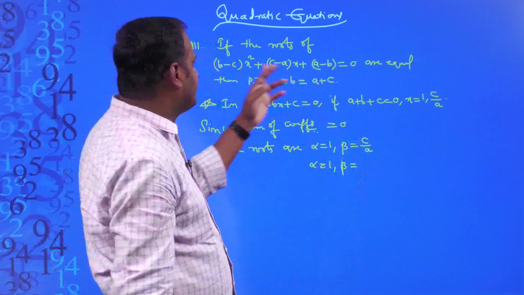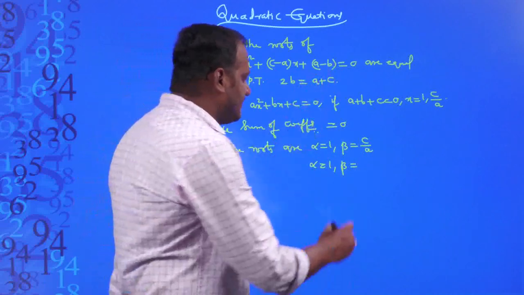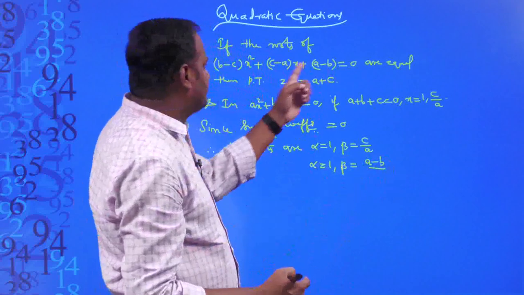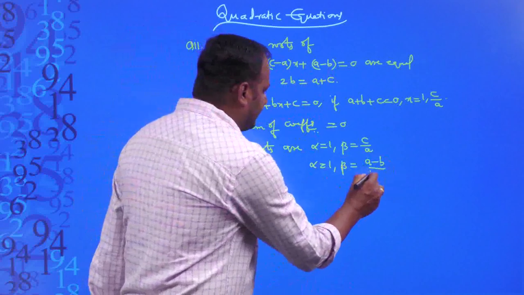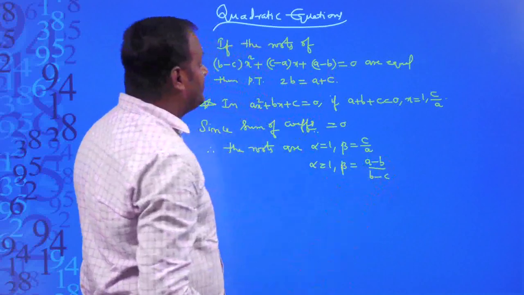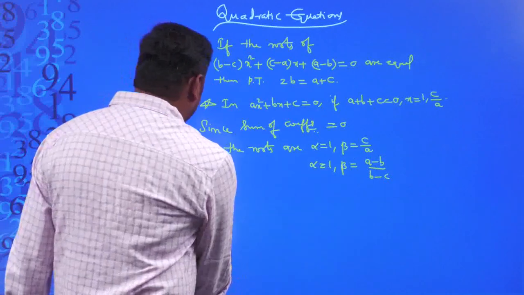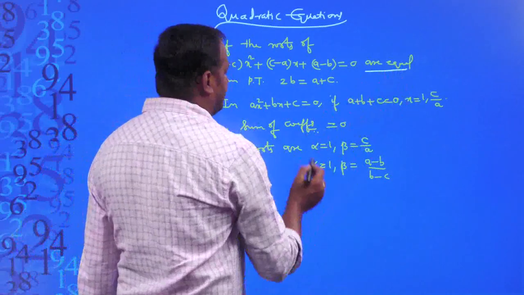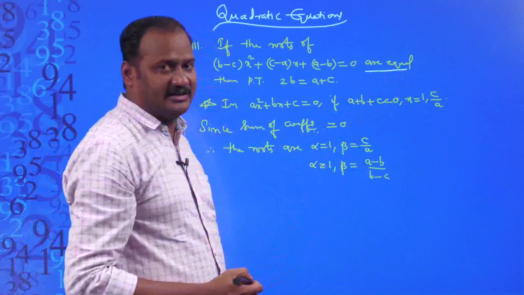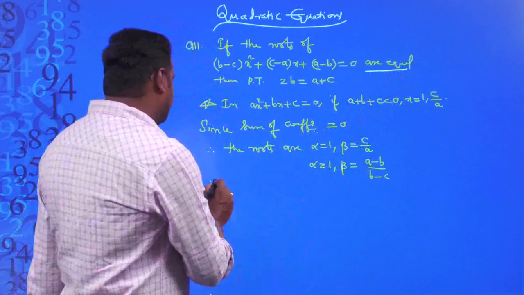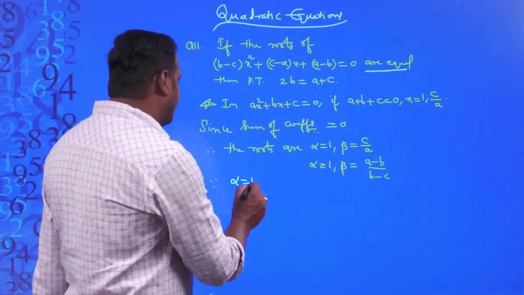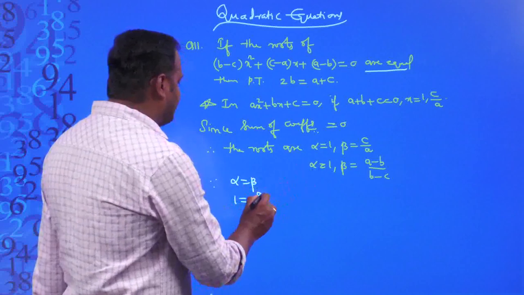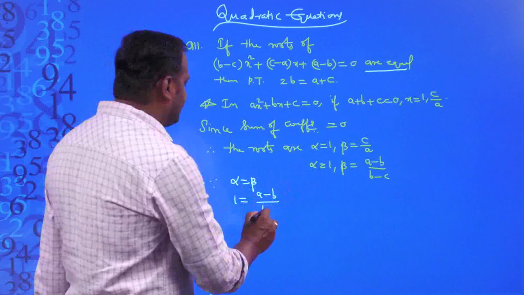What is c for this equation? Means constant is a minus b divided by, what is a? a is going to be the coefficient of x square, that is b minus c. But in the problem itself, it is given that the roots are equal. The roots are equal means what? Alpha and beta both are equal. So that since alpha is equal to beta, alpha is 1, 1 is equal to beta is a minus b divided by b minus c.